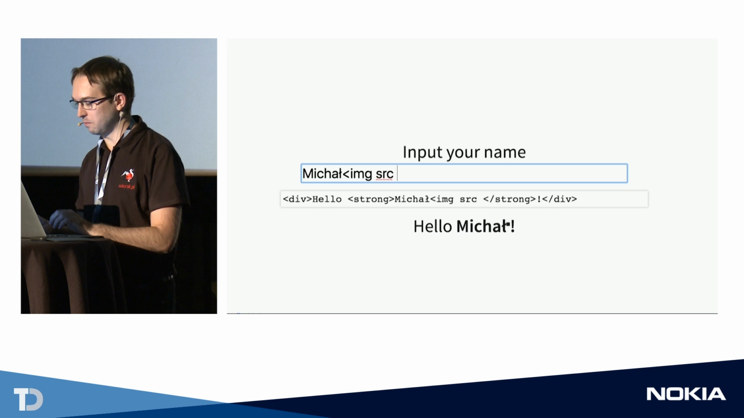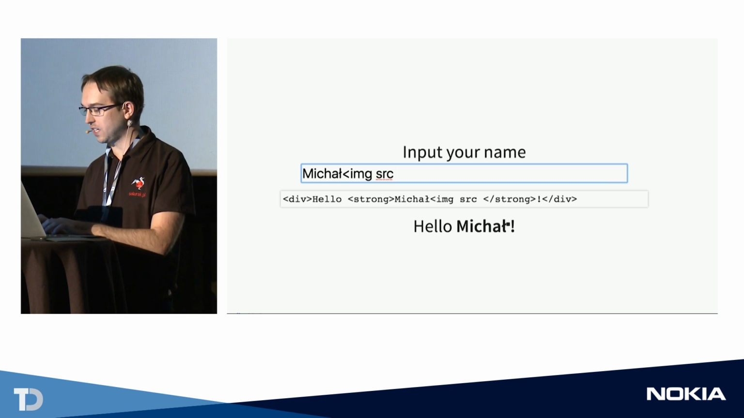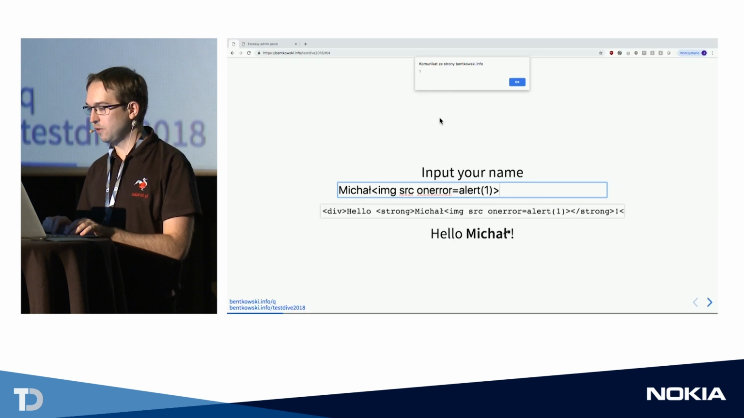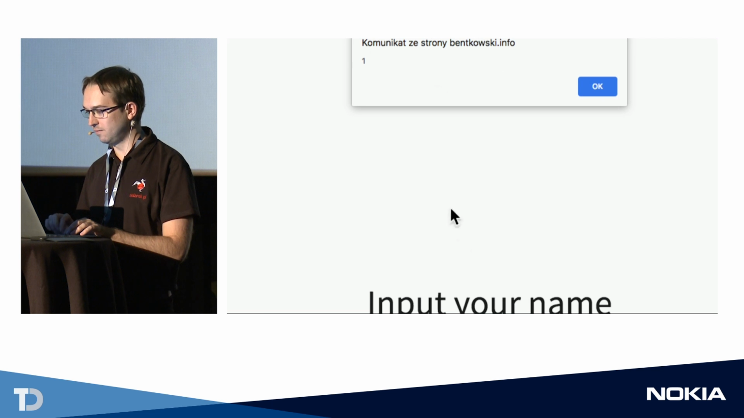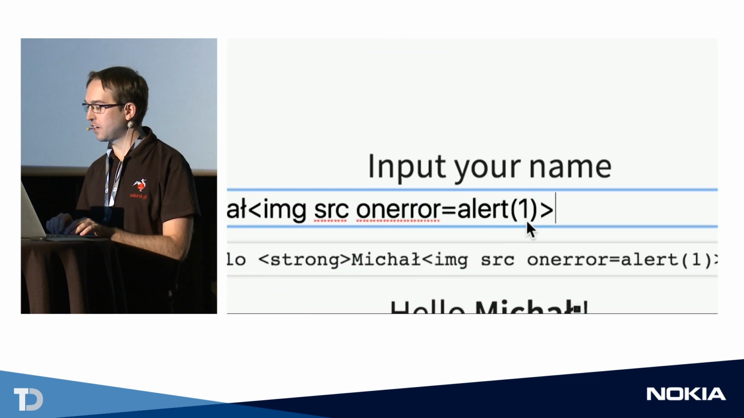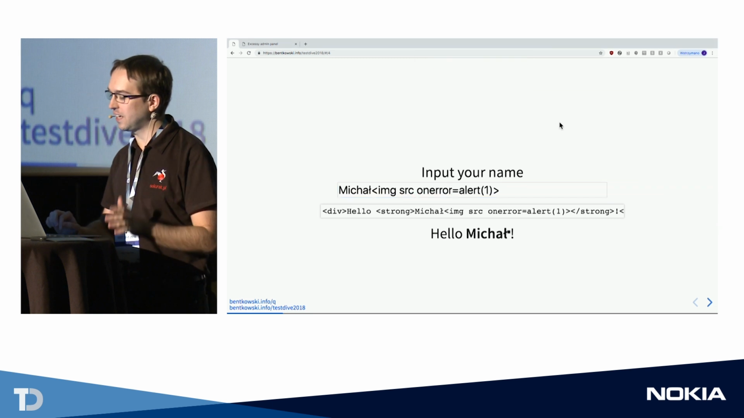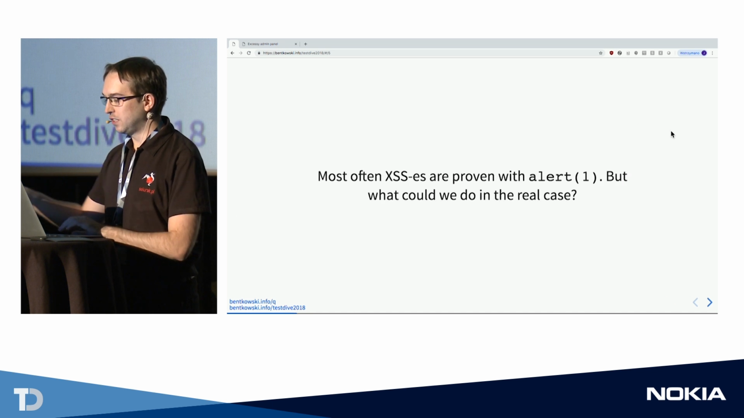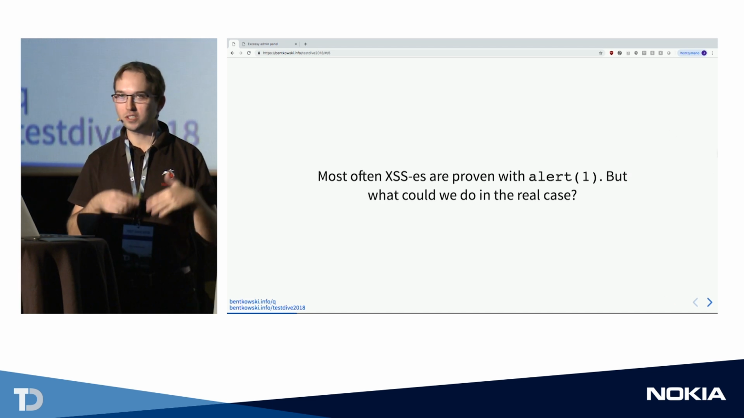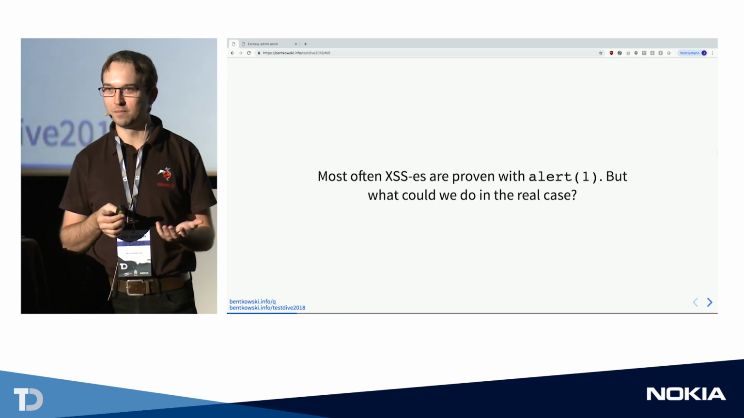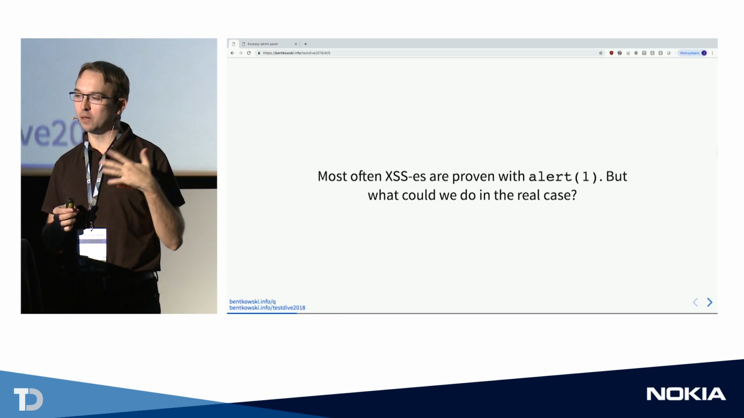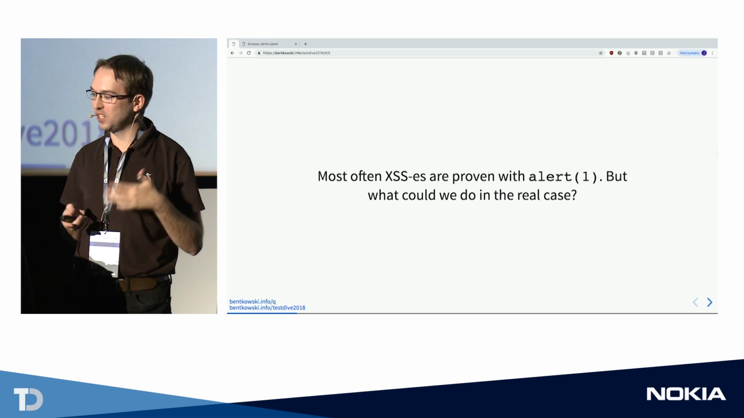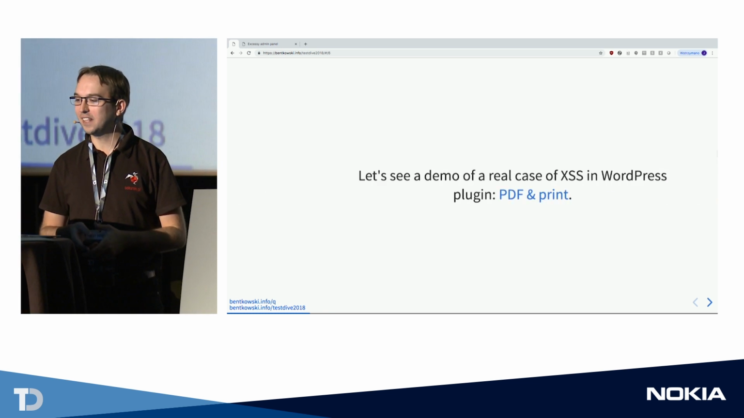One of the methods to do that is to use the image tag and the onError event handler. When I did that, the alert(1), the code that I inputted in here, actually executed. So this is a proof that I can actually execute my own JavaScript in this application. The problem is that XSSs are most often proved with alert(1), and this is enough to prove that the vulnerability exists. However, it doesn't show us what we can actually do with that in the real case. So we are going to focus on that.